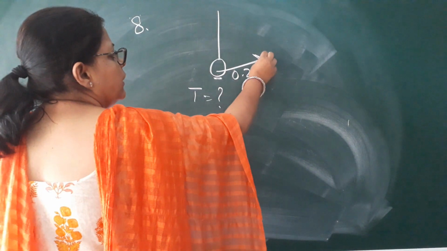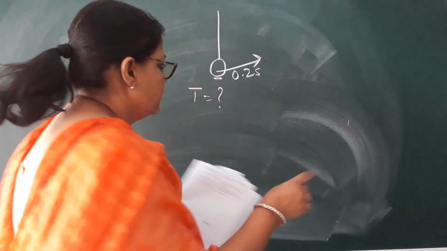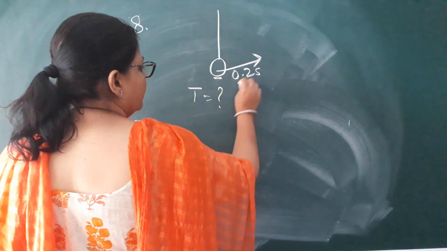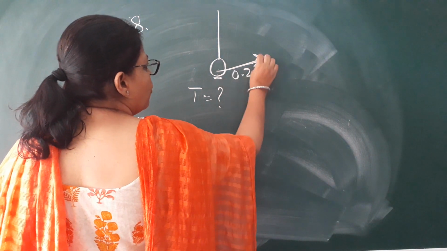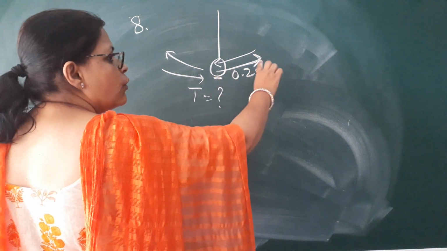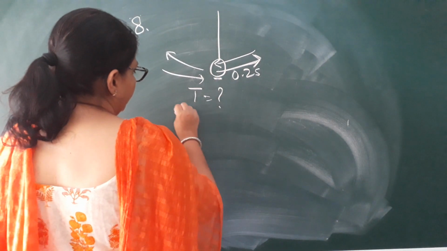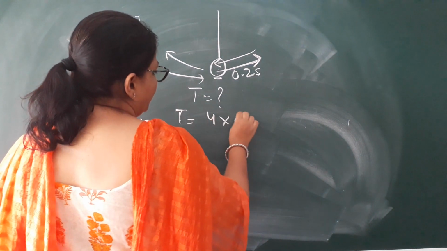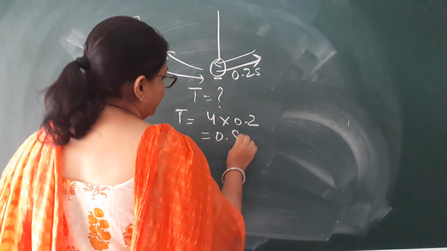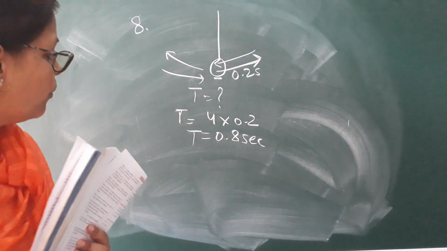We know what is time period. It is the time taken to complete one oscillation. What is one oscillation? It goes, it comes back, it goes to the other side and comes back. So if it takes only 0.2 seconds on one side, what will be the time period? It will be 4 into 0.2, that is 0.8 seconds. Okay. So the time period is equal to 0.8 seconds.